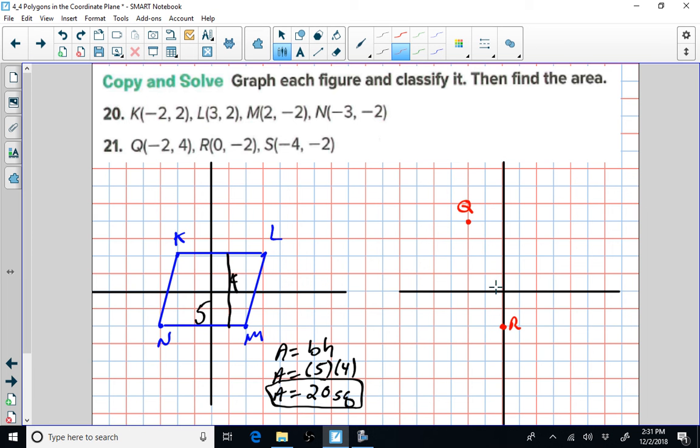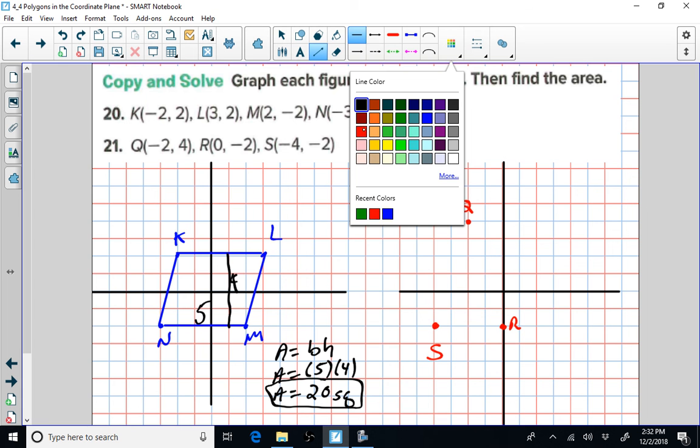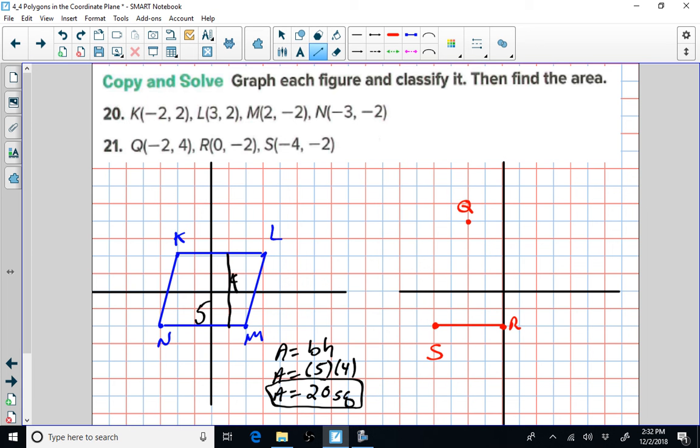And point S is at -4, -2. Put a point. I'm going to call that S. Looks like we have a 3-sided figure, so it looks like that's going to be a triangle. So we connect our points, connect here, connect here, and we write our formula for the area of a triangle. Area is equal to 1/2 base times height.